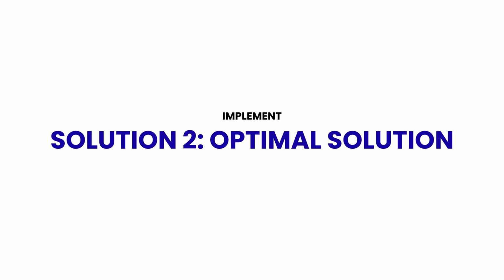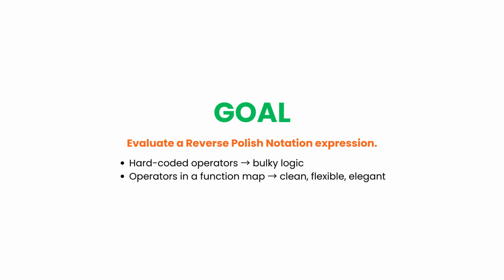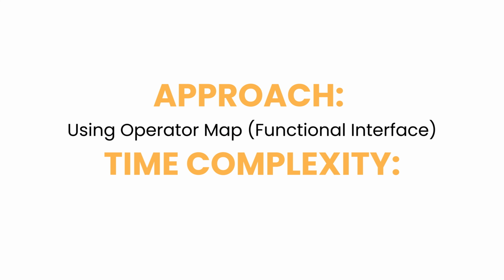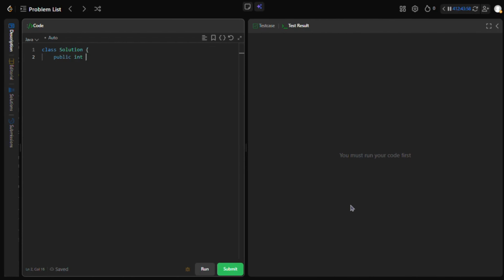Let's walk through this solution. The main goal here is simple. Evaluate a reverse Polish notation expression. If we hardcode operators everywhere, the logic becomes bulky. If we store all operators in a map of functions, everything becomes clean, flexible, and elegant. Approach. Using an operator map and a functional interface. Time complexity O(n). This starts the RPN evaluation method.